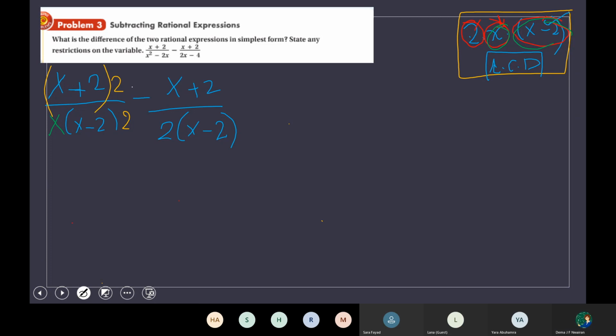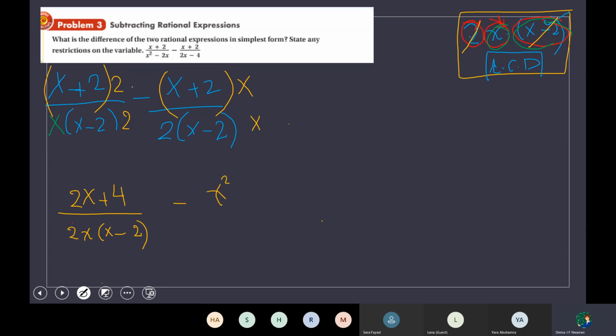So it will be 2x plus 4 over 2x times x minus 2, minus. Let's see here now. You have 2, they have x minus 2, but he didn't have x. So I multiply the denominator and the numerator with x. So it will be x squared plus 2x, if I distribute them, over 2x times x minus 2.